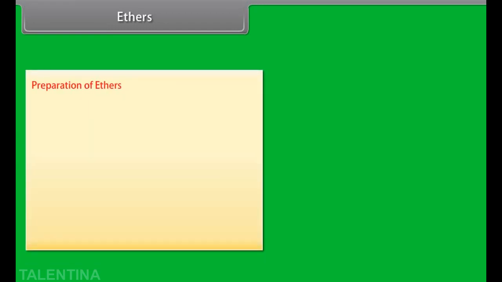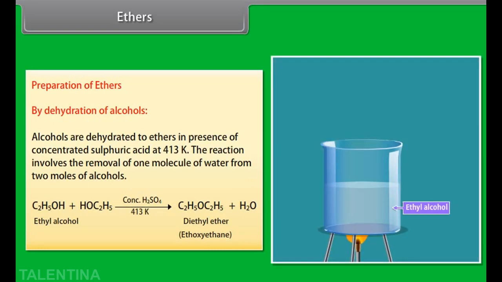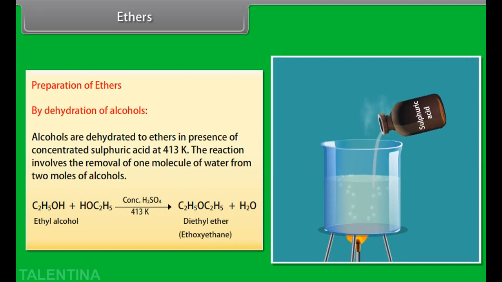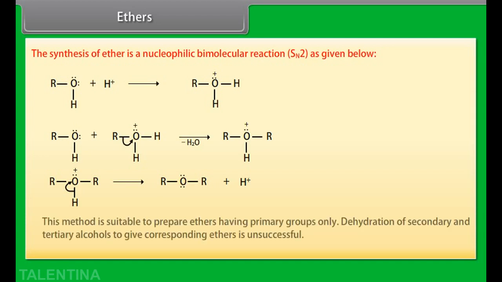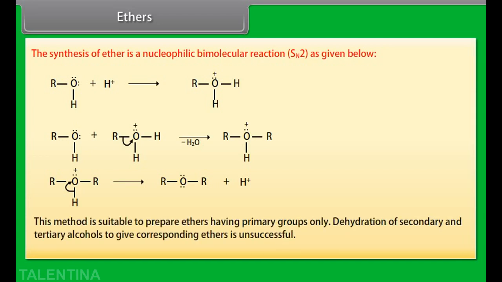Ethers. Preparation of ethers. By dehydration of alcohols. Alcohols are dehydrated to ethers in the presence of concentrated sulfuric acid at 413 Kelvin. The reaction involves the removal of one molecule of water from 2 moles of alcohols. The synthesis of ether is a nucleophilic bimolecular reaction as given below. This method is suitable to prepare ethers having primary groups only. Dehydration of secondary and tertiary alcohols to give the corresponding ethers is unsuccessful.